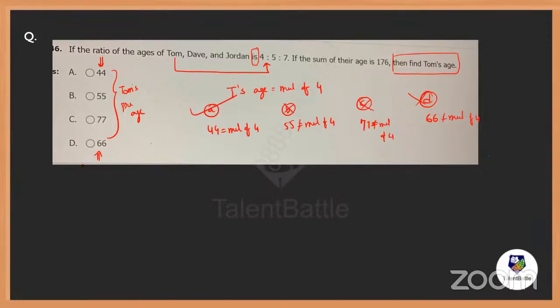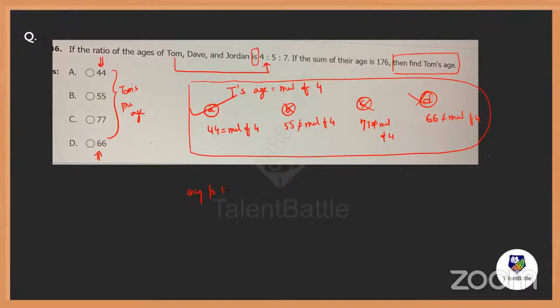Got it? Yeah. Or you can also do one more thing. Look, this is applicable throughout every single question on ages. Everywhere you can apply this, but only for this model of question, what you can do is, given the sum is 176, out of 176, Tom's age is 4 parts. So how much will it be? 4 4s are 16, so Tom's age will be 44.